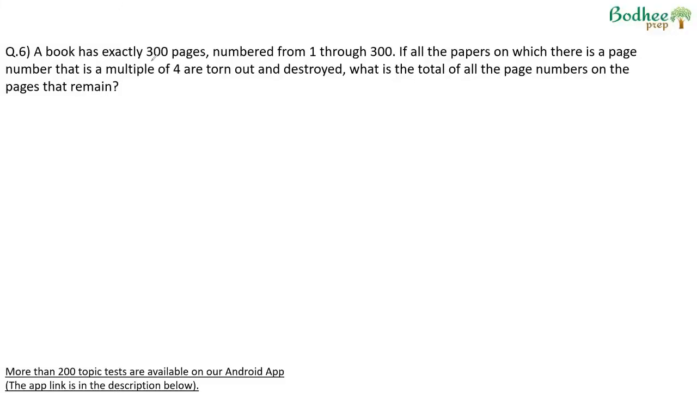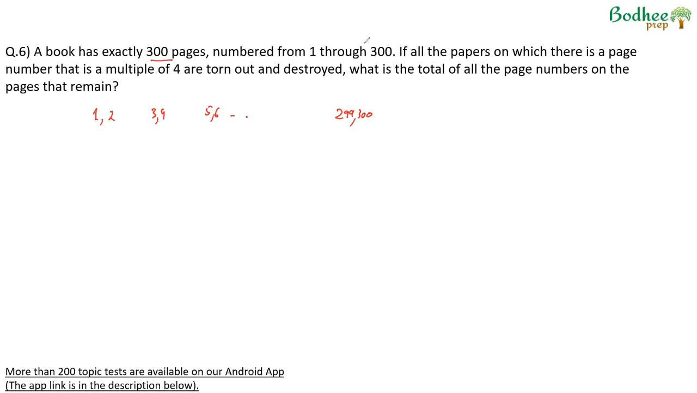A book has exactly 300 pages numbered 1 through 300. So the first page will be numbered 1 on one side, 2 on the other side. The second will be numbered 3 on one side, 4 on the other side, 5 and 6 on the next, and so on. The last page will be 299 on one side, 300 on the other side. Page numbers that are a multiple of 4.